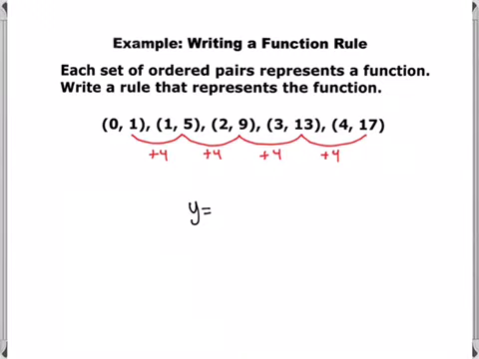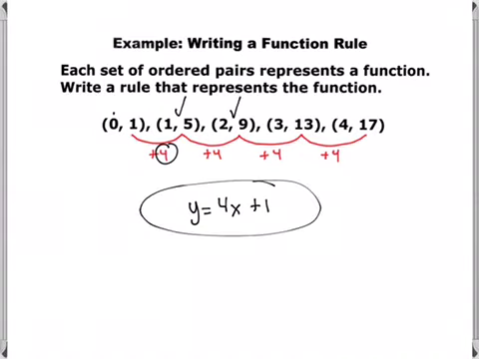So we'll start with y equals. Remember that your constant of increase is what goes with your x. So 4x. And then we've got to figure out what piece we're adding to it. So let's try plugging in 0 for x. 4 times 0 is 0, but we need it to equal 1, so we have to have a plus 1 here. Let's try plugging in 1 for x and see if we get 5 back. 4 times 1 is 4, plus 1 is 5, so that works for this one. 4 times 2 is 8, plus 1 is 9. So the pattern works for this equation, so we're good to go.